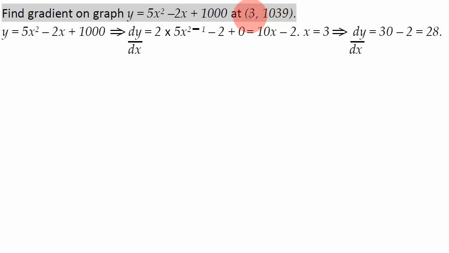So here's our point, our coordinate (3, 1039), and the x value in this coordinate is 3. So I'm going to put 3 into there, which is 10 times 3 take away 2. 10 times 3 take away 2 is 30, take away 2, which is 28. So the gradient at this point on this graph is 28.